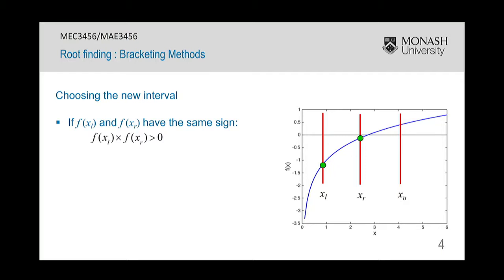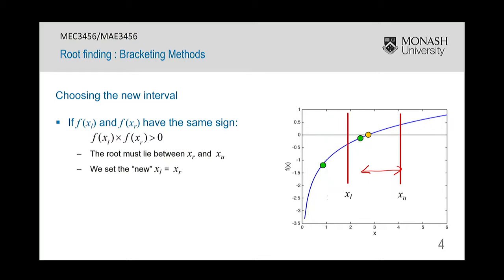So we look at the function value at x lower. That's that green point on the left here, and the function value at the root, xr, and we say if we multiply those two together, if they have the same sign, then the product of the function values there is going to be greater than 0. If the product is greater than 0, it means that the root cannot lie between x lower and xr. It's got to lie in the upper interval. So the root must lie between xr and xu. And so we set the new x lower to be equal to the x value of the root. And then we do the process again.